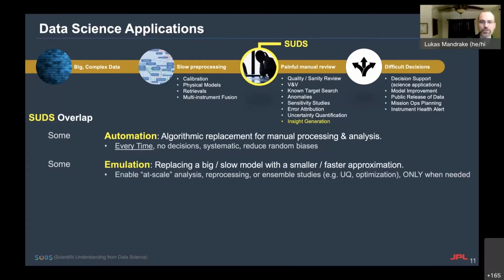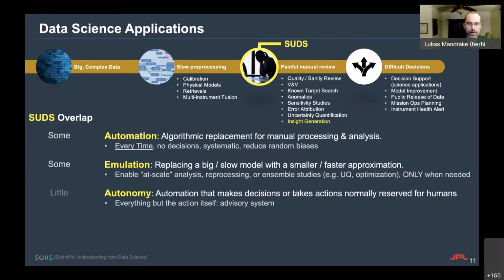Emulation replaces a slow model with a faster data science version. You'd only do this if you can't afford to just run the original model for some reason, often driven by the need for ensemble studies for sensitivity, optimization, uncertainty quantification, or to meet real-time requirements. SUDS isn't about emulation, but some emulation work can enable new SUDS outcomes, as we'll see.